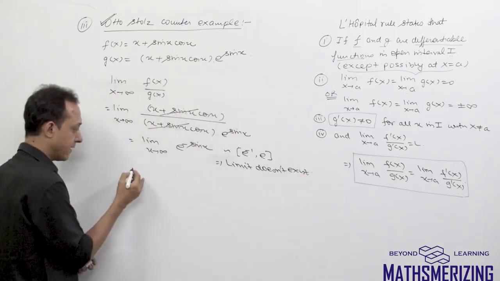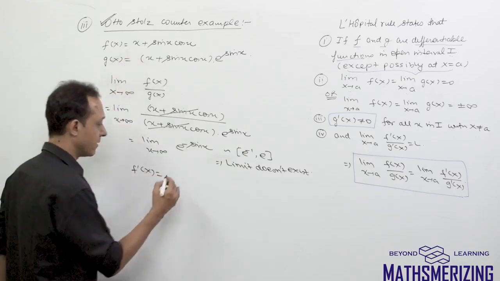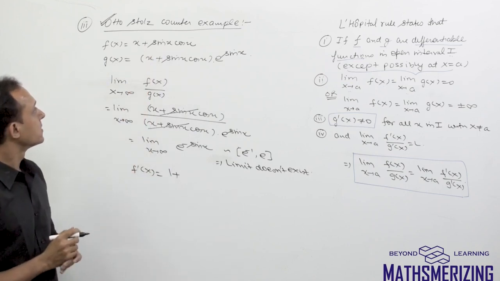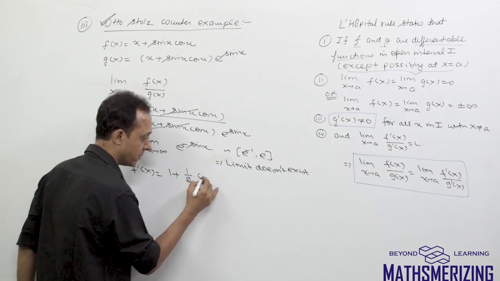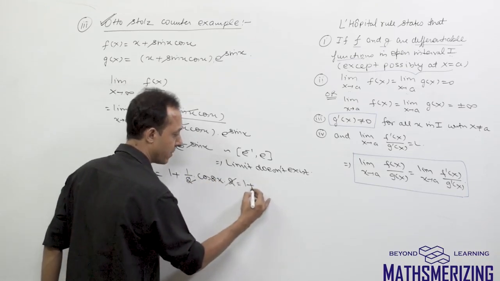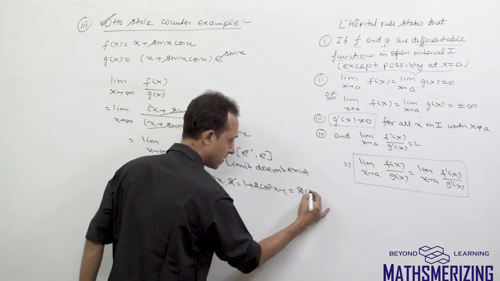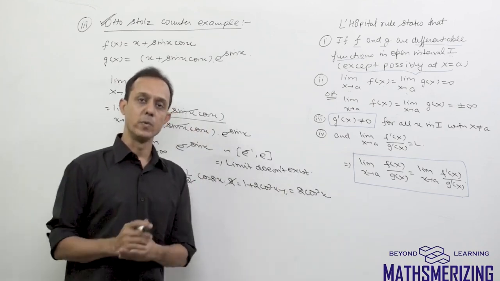Now I'll try and find f dash x. If I differentiate, I'll write 1 plus, I'll write it as sine 2x, so 1 by 2 sine 2x, and then the derivative of sine 2x will be cos 2x into 2. So 2 and 2 will cancel. So I'll write 1 plus 2 cos square x minus 1. So I'll express this f dash x as 2 cos square x.